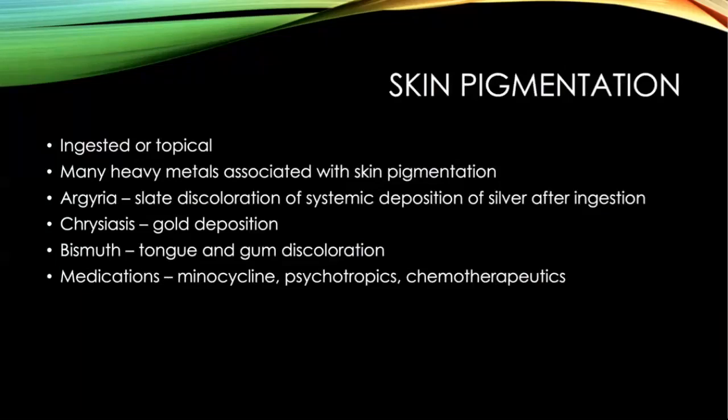And then skin pigmentation in general can be from a drug being ingested that's carried to the skin by blood or topical applications. Many heavy metals are associated with skin pigmentation. Argyria is a slate discoloration from systemic deposition of silver after excessive ingestion, and this can be either localized or widespread. More prominent in areas exposed to sunlight because silver stimulates melanocyte proliferation. And then gold has historically been used to treat rheumatoid arthritis and also can cause a gray slate pigmentation, often periorbitally, called chrysiasis. Bismuth can cause discoloration of the tongue and gums, and then medications such as minocycline and certain psychotropics and chemotherapeutics can also cause skin pigmentation.